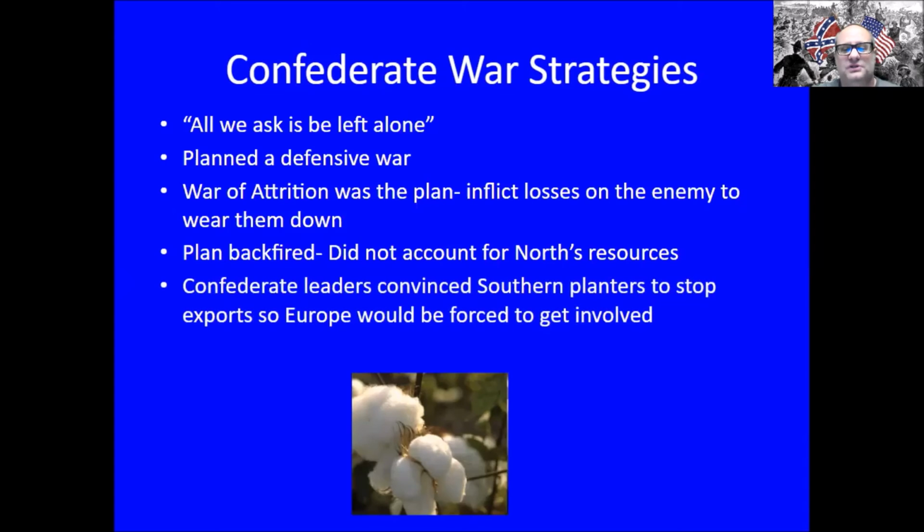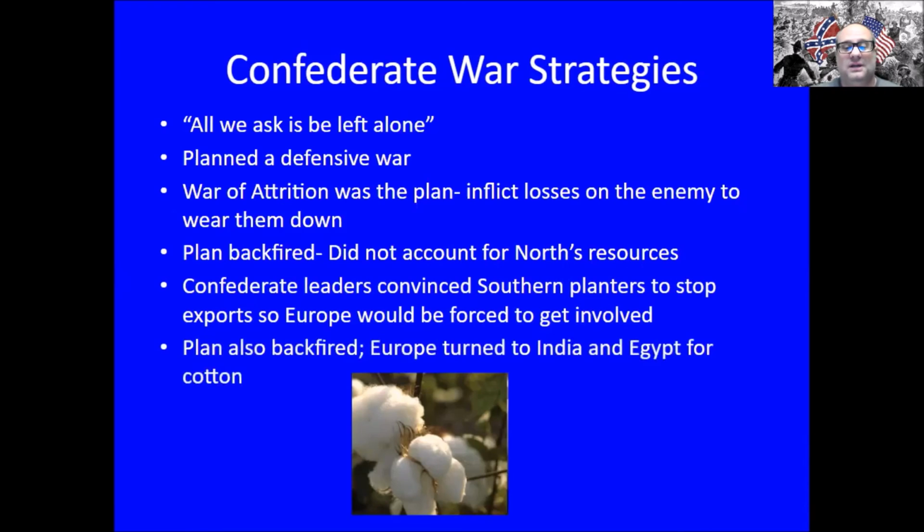Confederate leaders convinced Southern planters to stop the exports to Europe, so Europe would be forced to be on their side. The problem with this is you have India and Egypt. Europe just said, hey, can you grow us some cotton? You already have silk in India. We don't really need the American South.